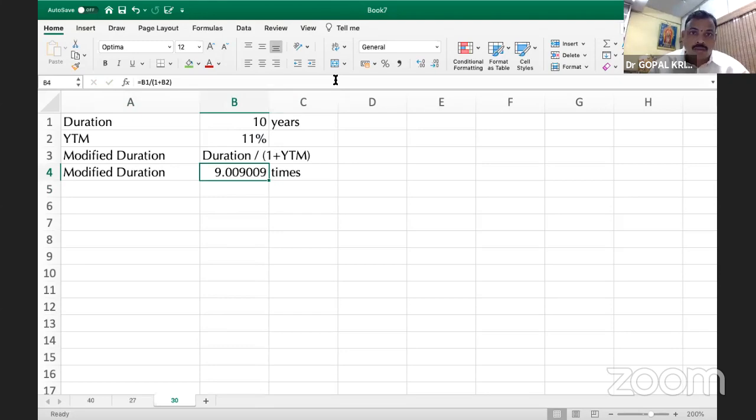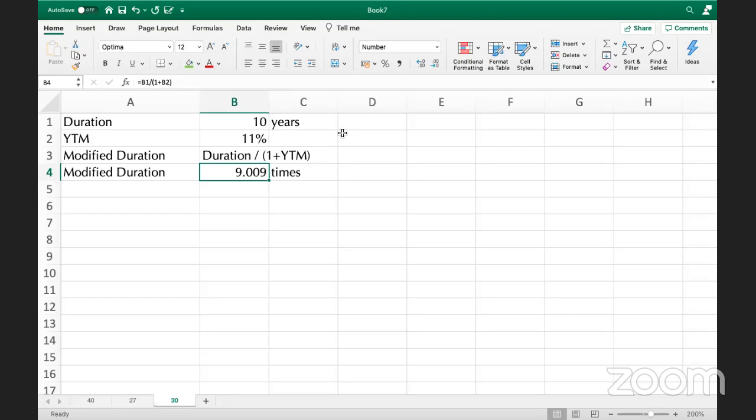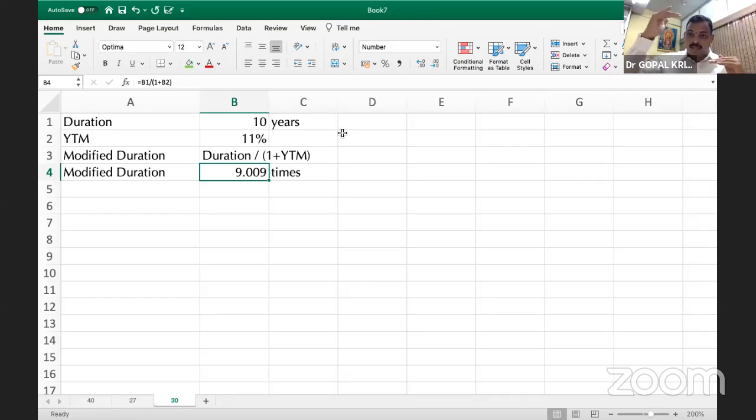9.009 times. So what do you mean by this? For every 1% increase in yield, there will be a 9.009% decrease in price. Or for every 1% decrease in yield, there will be a 9.009% increase in price or value of the bond.